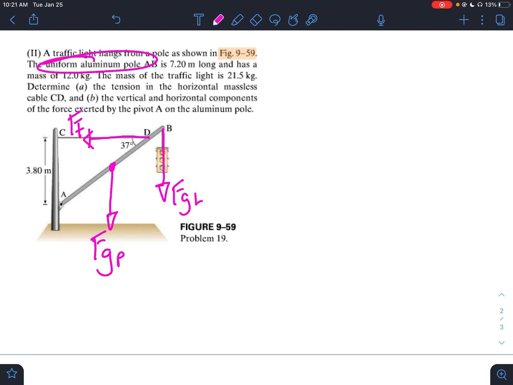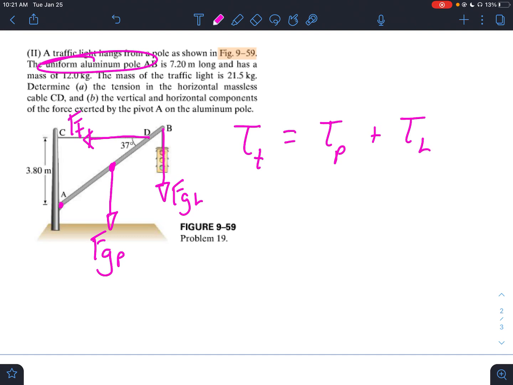So we have three forces causing the rotation about that axis A, and we're going to have three torques. So we're going to have our net torque equation equaling 0, or the clockwise torques equaling our counterclockwise torques. So it's going to be the torque from the tension in the cable, equal to the torque from the weight of the pole, plus the torque from the light.